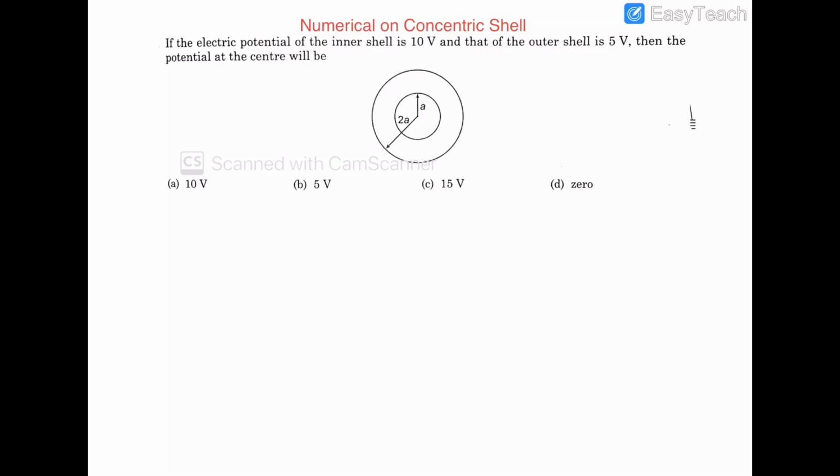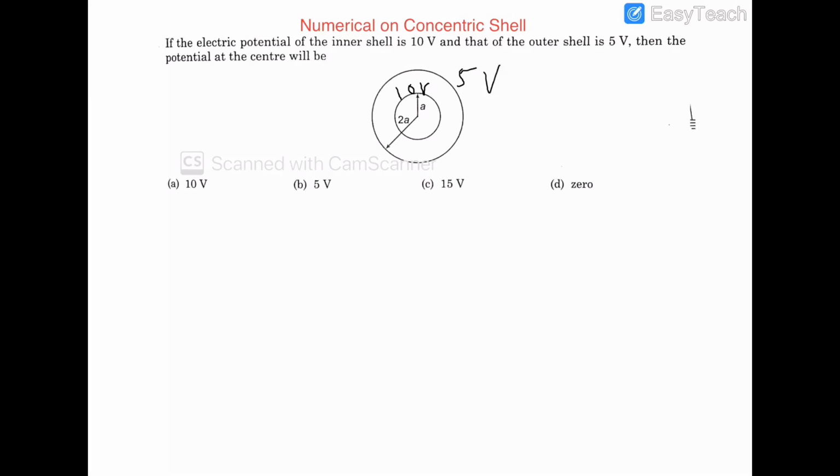So here in this last numerical, we are given two concentric shells, the first of radius A, the second of radius 2A, and the potential on the inner shell is 10 volts. So here we have a potential of 10 volt, and at the outer shell it is 5 volt. And we are asked what will be the potential at the center.